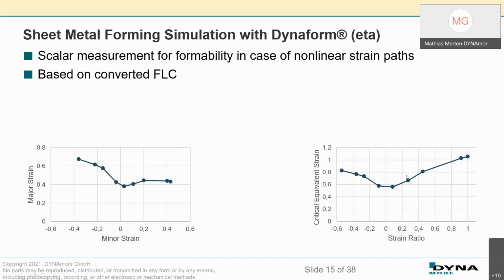We convert the FLC internally from the major and minor strain space to the critical equivalent strain at failure or necking via the strain ratio space. In this space, we calculate for each time step the quotient between the current increment in the equivalent strain at the current time step and the failure strain. Then we sum up these quotients for every time step, and the sum of these quotients is the formability index. If this value is below 1, we say this is a safe process. Again, this is also an indicator and not necessarily the truth, but it helps you to evaluate your process.